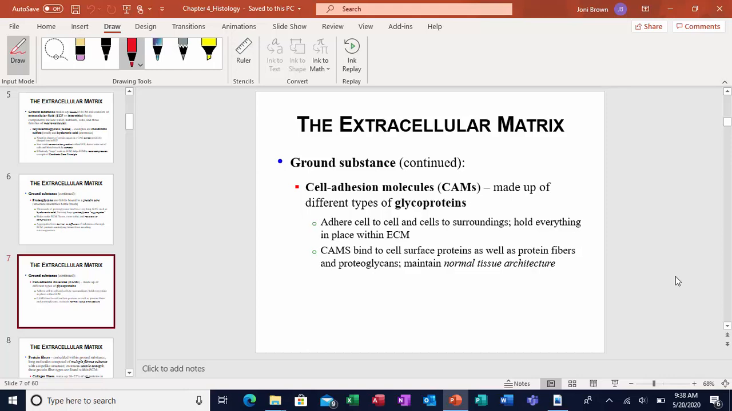And these are just glycoproteins. Glyco means sugar, a sugar protein. And they hold the cells to their surroundings and hold everything in place in the extracellular matrix. And so it helps with the structure or the architecture of the tissue.